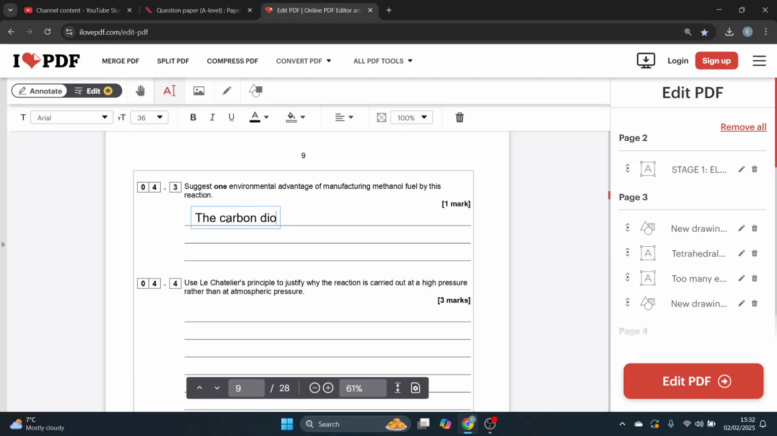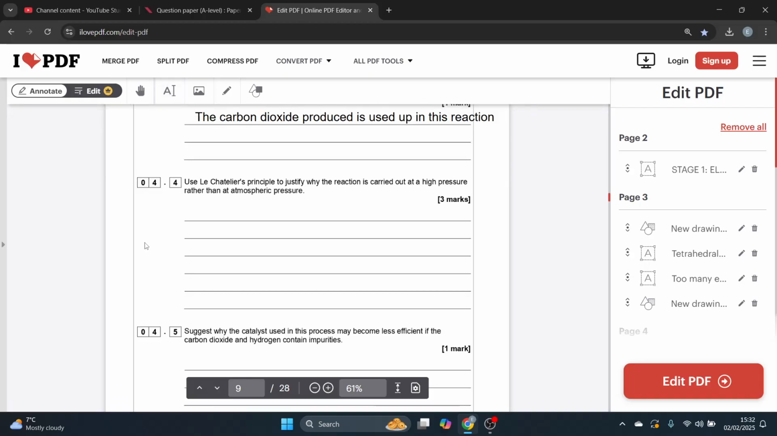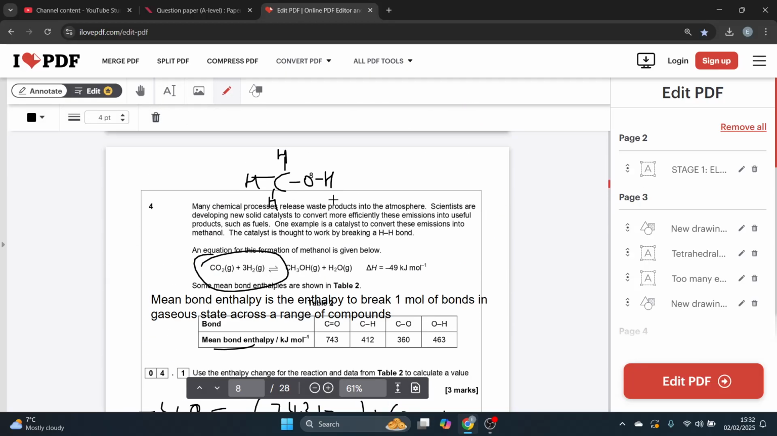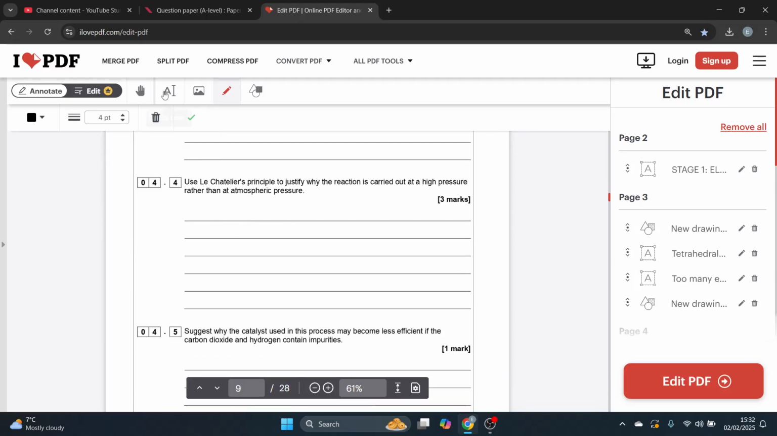The carbon dioxide produced is used up in this reaction. Use Le Chatelier's principle to justify why the reaction is carried out at high pressure rather than atmospheric pressure. Well, if I look at this reaction, a high pressure is going to shift to the side with fewer moles of gas, which is the right hand side.